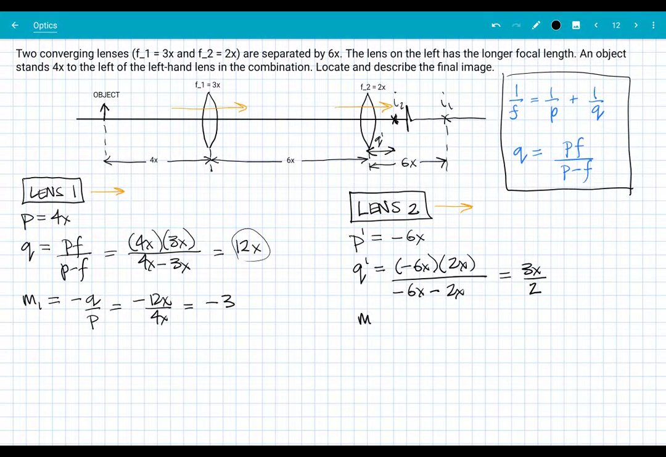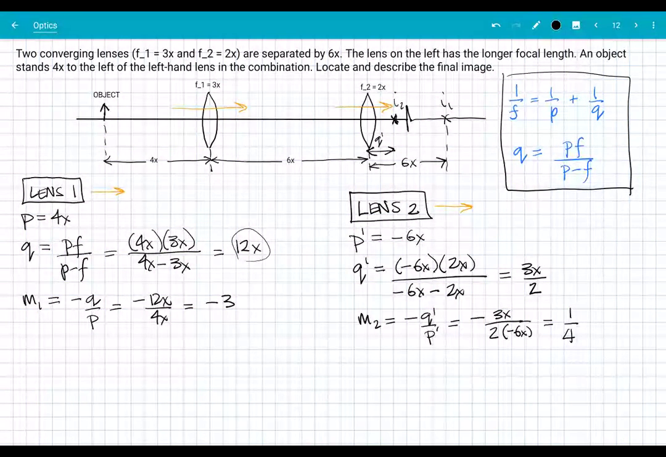Let's go ahead and crank this magnification here. That's going to be negative q prime over p prime here, which is negative 3x over 2 divided by p prime, which is negative 6x. So that gives me positive 1/4. So that's upright and diminished, obviously. Okay, cool. So we just have those two components. That's all we're looking at because, again, there's no mirror to move anything around.